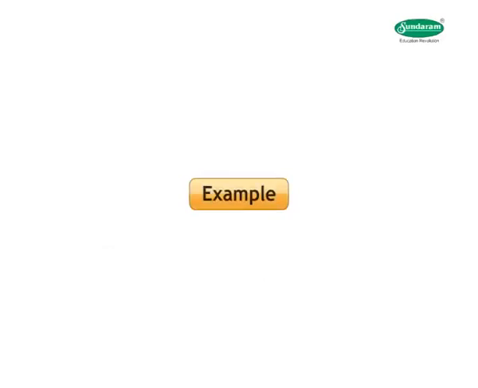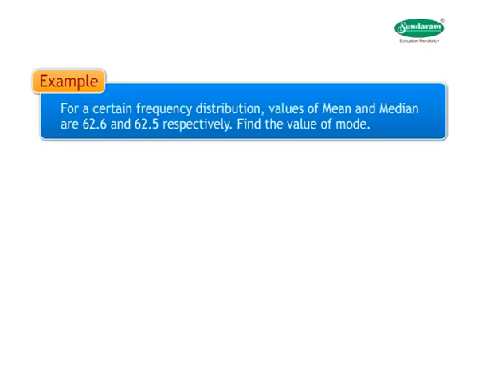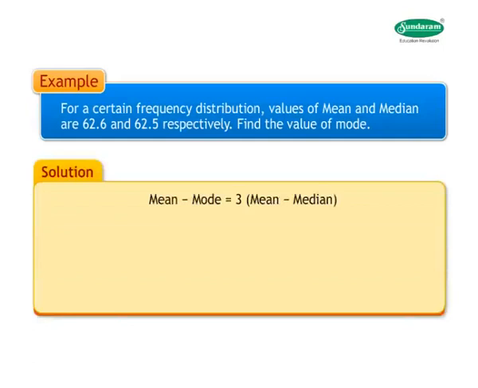Let us look at an example. For a certain frequency distribution, values of mean and median are 62.6 and 62.5 respectively. Find the value of mode. Solution: mean minus mode is equal to 3 into (mean minus median).